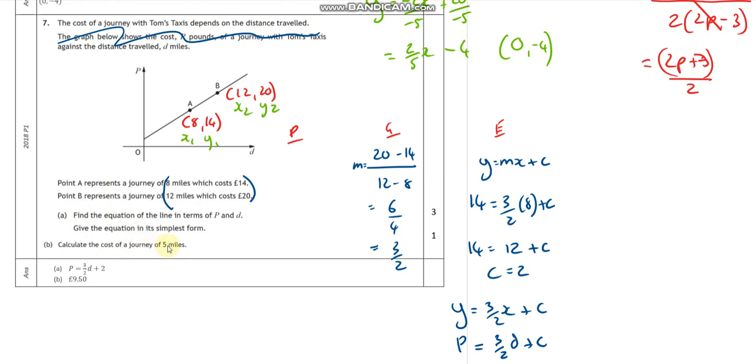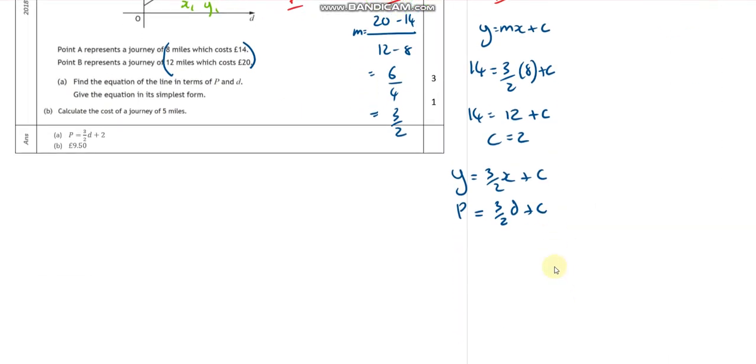Let's see. Calculate the cost of a journey of 5 miles just means substitute in. So we've got a distance of 5 miles. Okay, so if that was the case, I'm saying my equation is P is equal to 3 over 2, but instead of D, I'm going to put in 5 miles. So I wrote plus C there, so I meant to write plus 2.